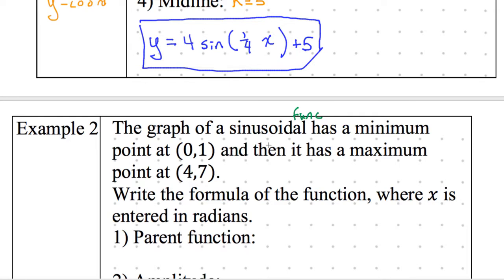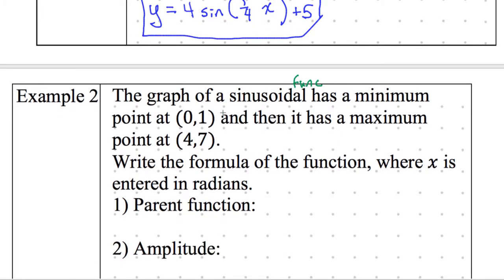Okay, so this is different. Last time we had a midline and a maximum. Now we have a minimum and a maximum. I wonder how that's going to change things. And we have the points. I'm going to go ahead and underline the important part. That's a min, that's a max, and we have the point, and we have the point. We have 4 pieces of information.